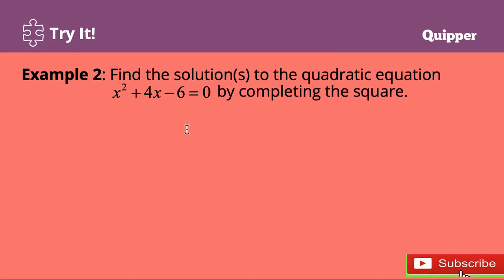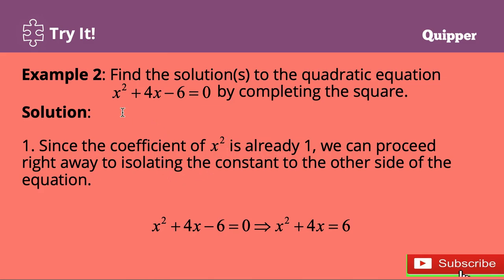Example number 2. Find the solution or solutions to the quadratic equation x squared plus 4x minus 6 is equal to 0 by completing the square. To find the solution or solutions to the given quadratic equation by completing the square, we need to follow these steps. First, since the coefficient of x squared is already 1, we can proceed right away to isolating the constant to the other side of the equation. From the original equation, we now have x squared plus 4x is equal to 6. We isolated the constant term.